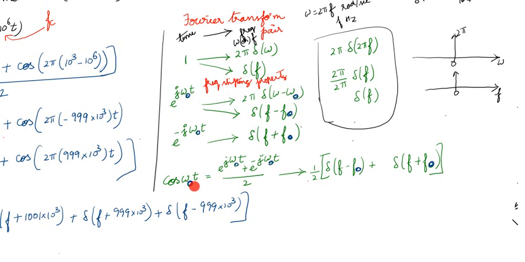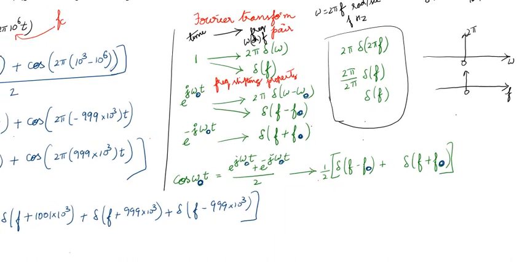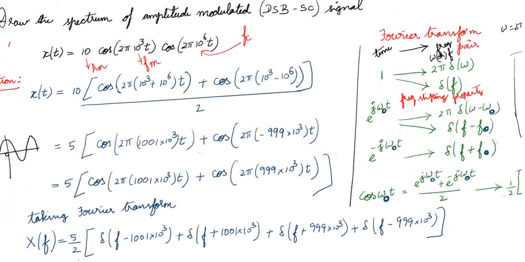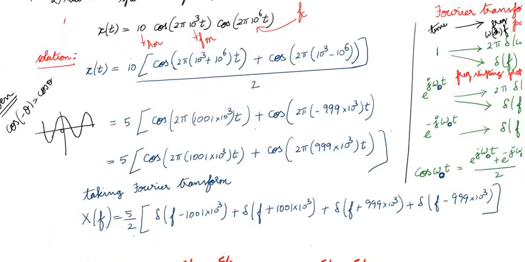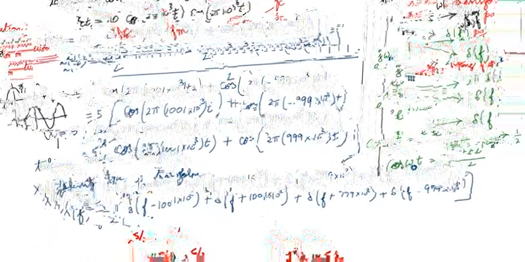What is cos omega naught t? We very well know that it is e power j omega naught t plus e power minus j omega naught t, divided by 2. We already found out that the Fourier transform of e power j omega naught t is delta of f minus f naught. For e power minus j omega naught t, it is delta of f plus f naught, divided by 2. Now we have an idea of the Fourier transform of cos omega naught t, right? So we come back here.